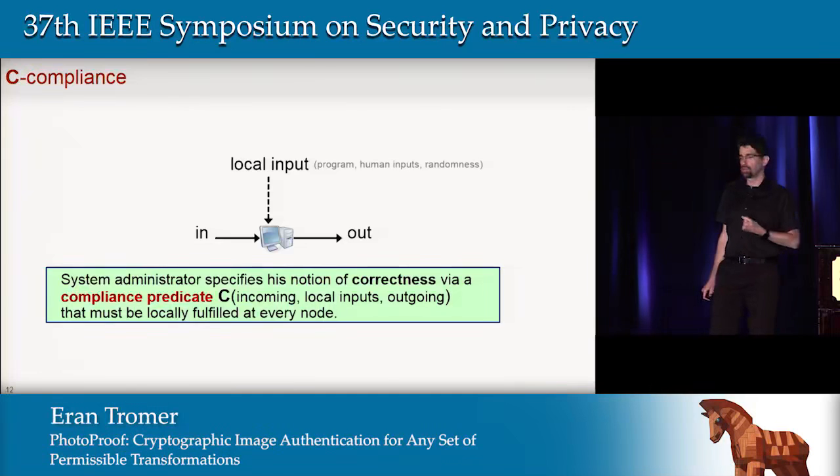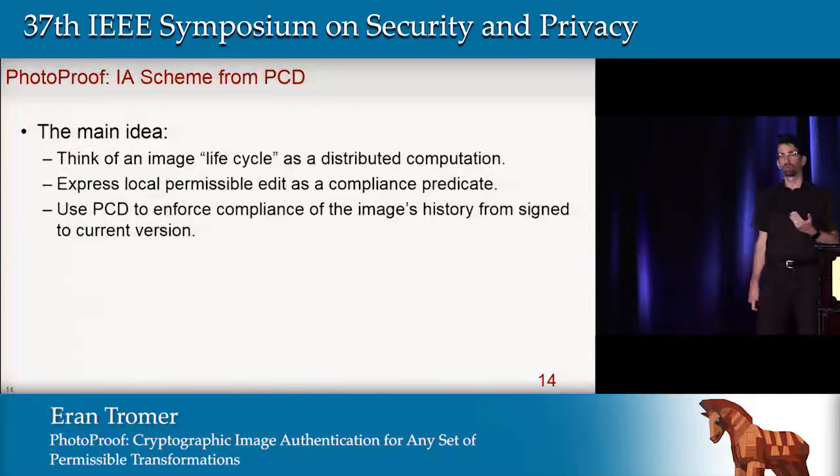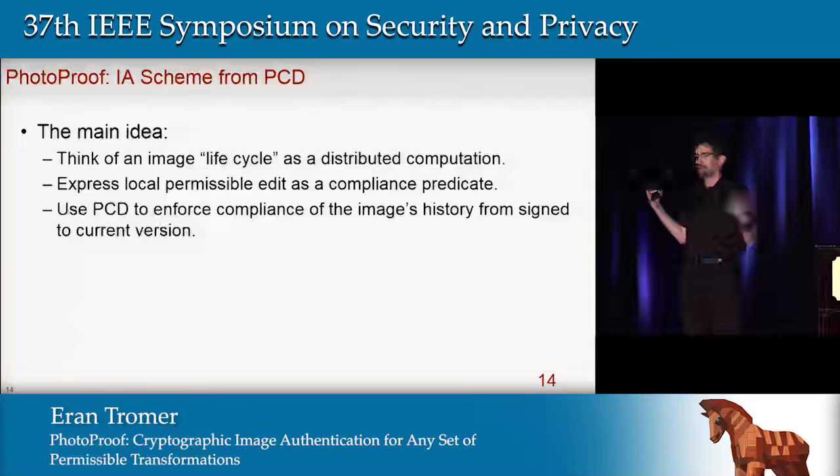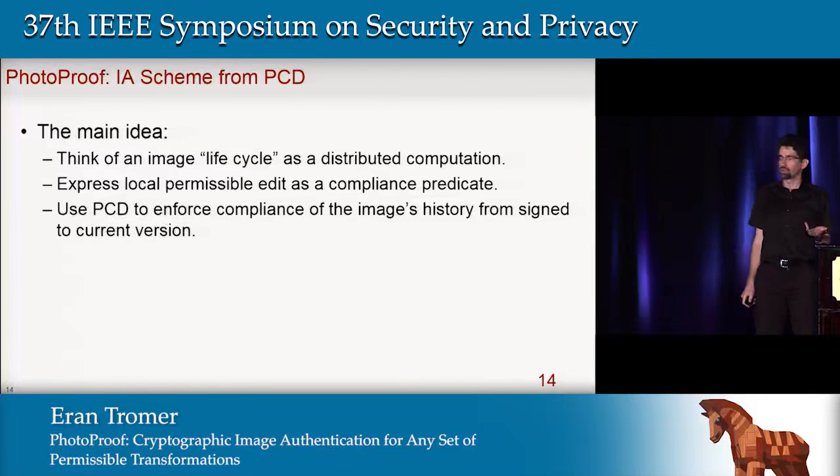PCD gives us the ability to take any such compliance predicate and bake it into a system. So applying that to the problem of image authentication, we think about the lifetime of an image as a distributed computation, in this case, a line graph. We could extend that to more general graphs. Then we express the locally permissible transformations by encoding them into a compliance predicate, and we use a PCD implementation to enforce the compliance of an image throughout the history.